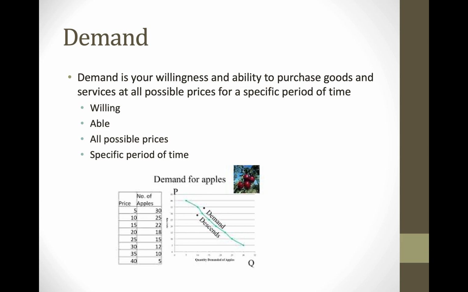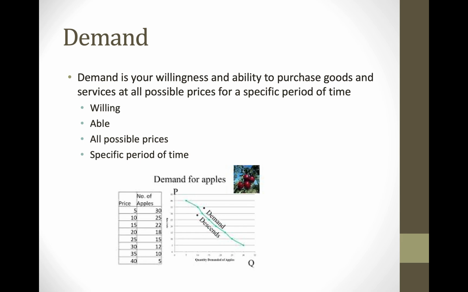So if apples were 5 cents, I would buy 30. If it was 10 cents, I would buy 25, and so forth and so on. So that whole entire chart of prices and quantities, and then we take that information and put it over there and make a demand curve with that. All of those points are my demand.